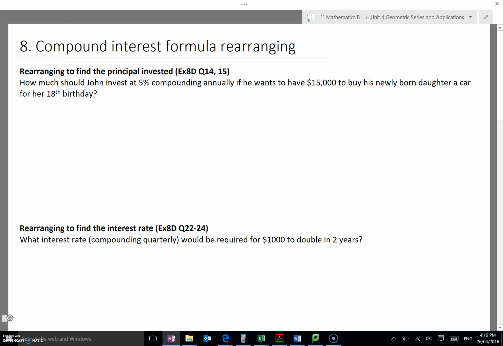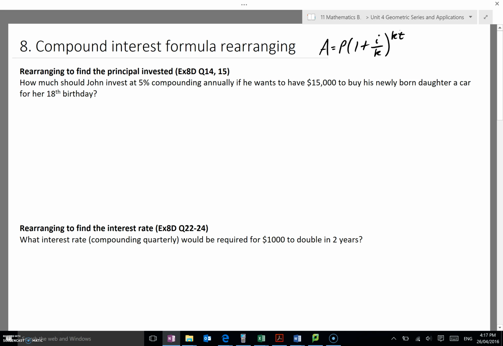Rearranging the compound interest formula is pretty straightforward as long as you've been doing the normal problems pretty consistently. Let's just remember our formula: A equals P(1 plus I on K) to the power KT. Normally we would just find the amount at the end and maybe subtract the principal to find the interest. In this lesson, we'll be able to find the principal, the rate, and the time of various problems.